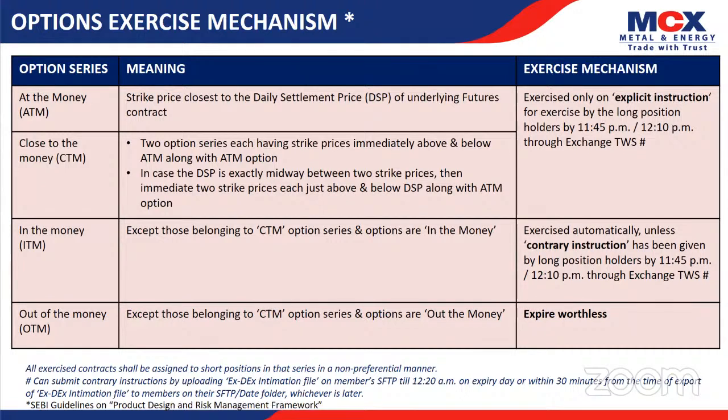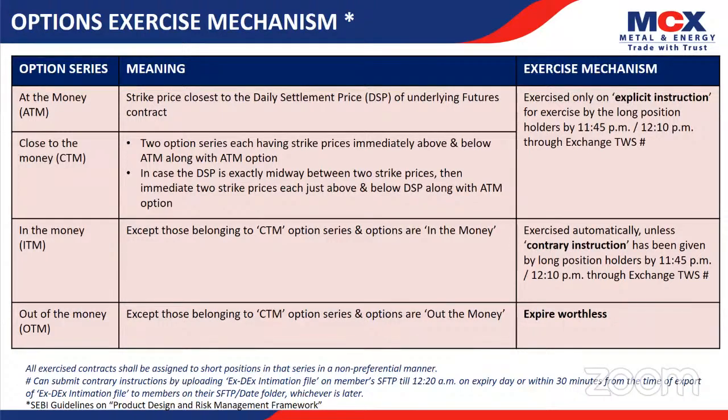That is, on expiry, if options fall out of the money, those options will expire worthless. All in the money options will automatically get devolved into the underlying futures contract, but this could be stopped when the in the money option holder gives contrary instructions to the exchange that they don't want to devolve their positions. In the case when contrary instructions are received from the in the money option holder, the options expire worthless. Now, the third situation on expiry is CTM, close to the money, as per the old mandate.